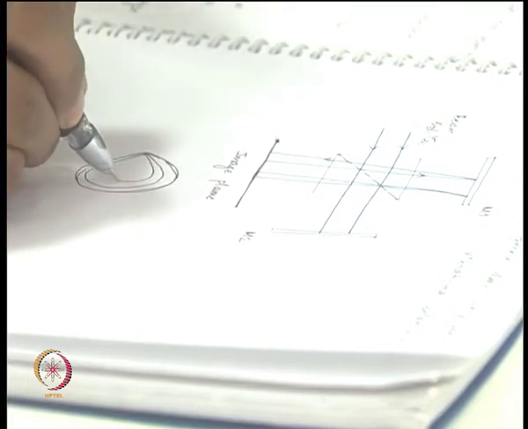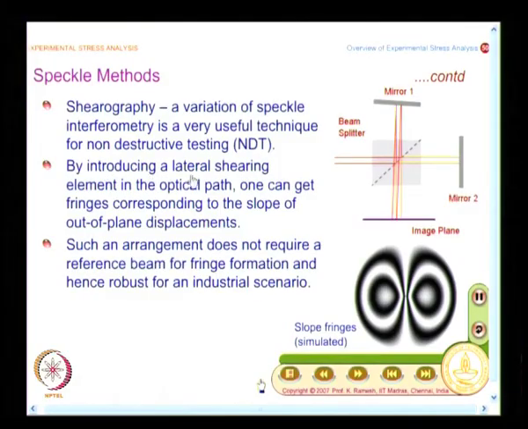So, what we find here is by introducing a lateral shearing element in the optical path, one can get fringes corresponding to the slope of out of plane displacements, that is what you get here. And there is nothing like one is a reference for the other; there is nothing like a single reference beam for fringe formation, and hence it is robust for an industrial scenario.